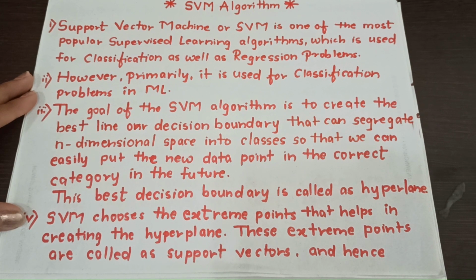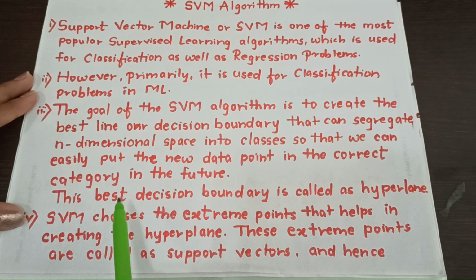So let's take an example. Suppose we have a data set which consists of n number of data points, and the SVM algorithm will draw the decision boundary such that it will segregate these multiple data points into distinct classes, so that whenever the data set has a new data point in the future, the SVM will correctly put that new data point into the correct category.